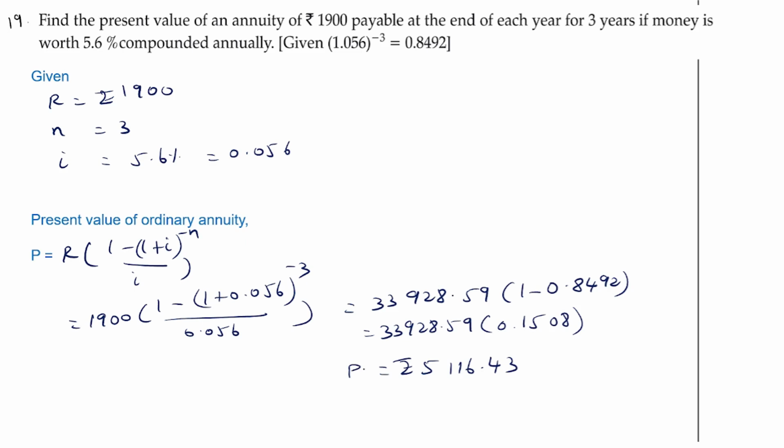Therefore, the present value of annuity of rupees 1900 payable at the end of each year for 3 years when money is worth 5.6% compounded annually is rupees 5116.43.